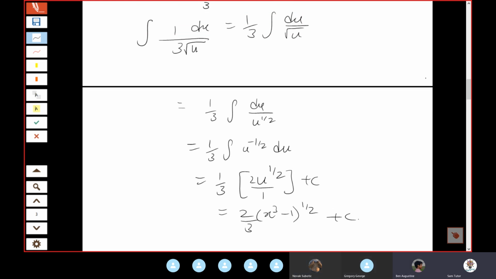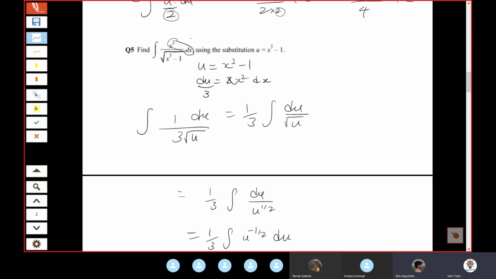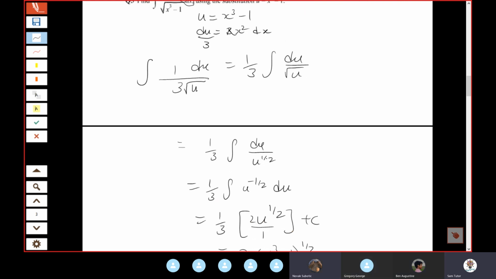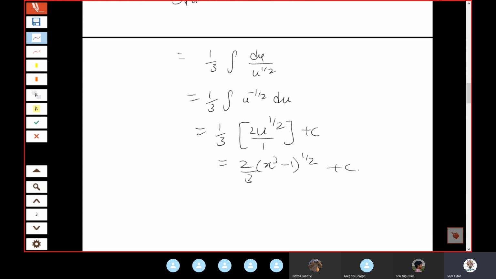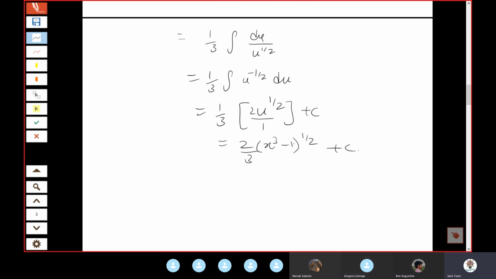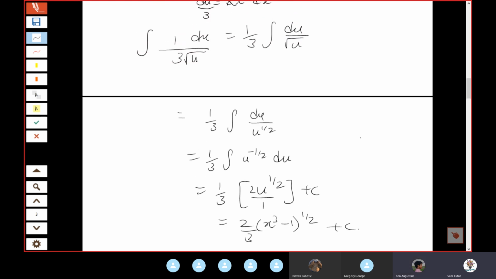All right, let's go through it slower now. Have a look at it. So from the top, all I did was x squared dx becomes du on 3. Then I decided to take 1/3 out. It became du on root u. Then square root of u, change that to u to the power of half. U to the power of a half becomes u to the power of negative half. And then integrate, and then substitute it back in. So now you can copy that down.